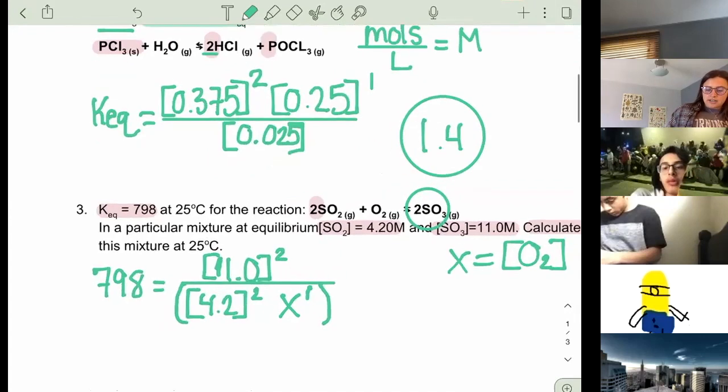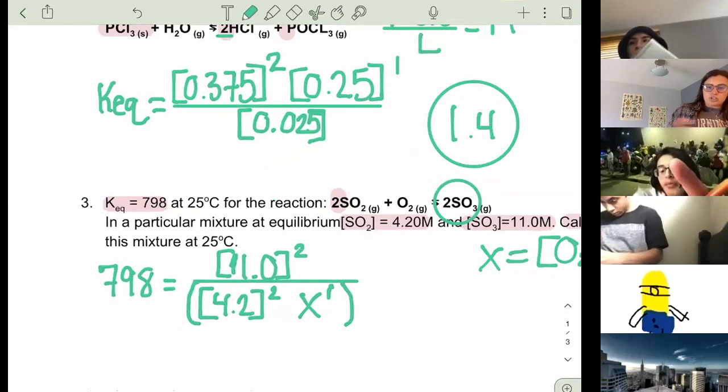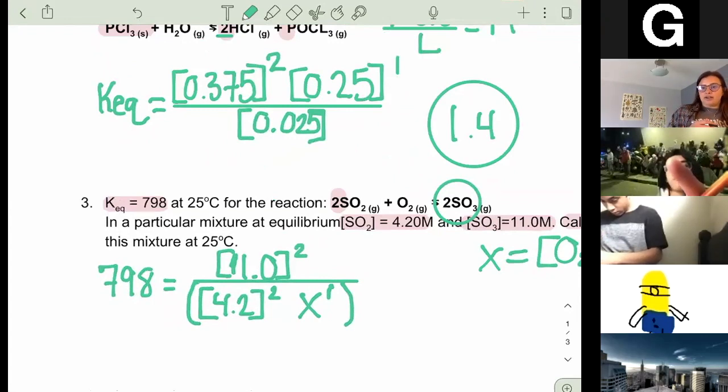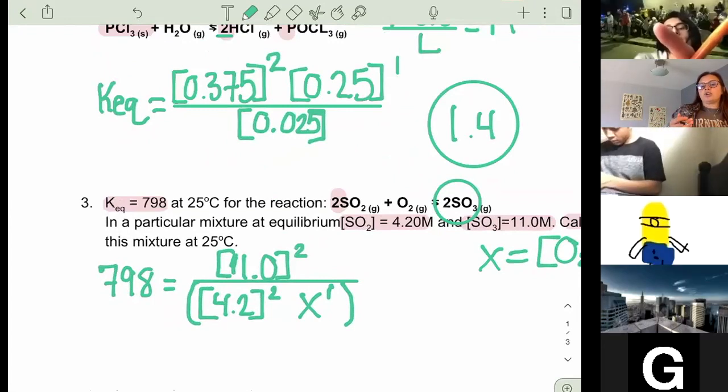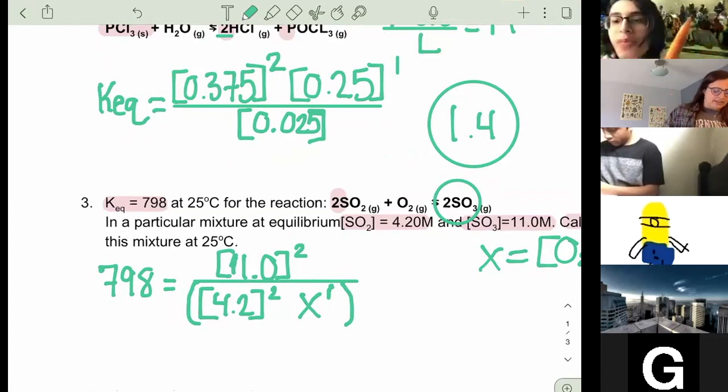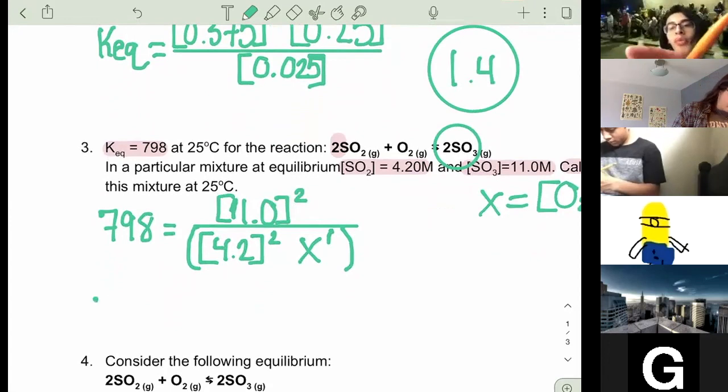So personally, you can do this two ways. You can keep your squared value together, or you can go ahead and get rid of the squared value and figure out what your x is. So that's going to be my first move. That's how I personally choose to solve it.